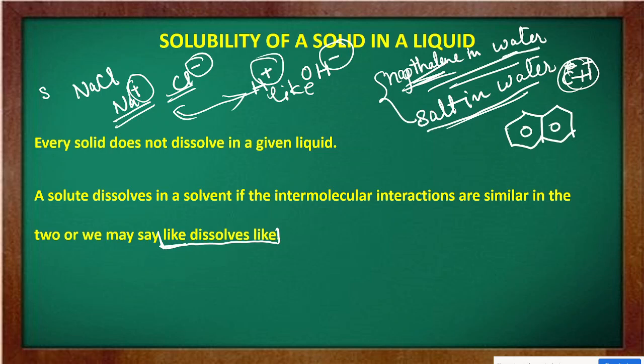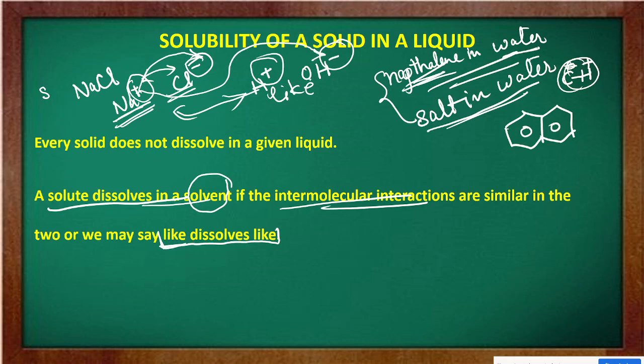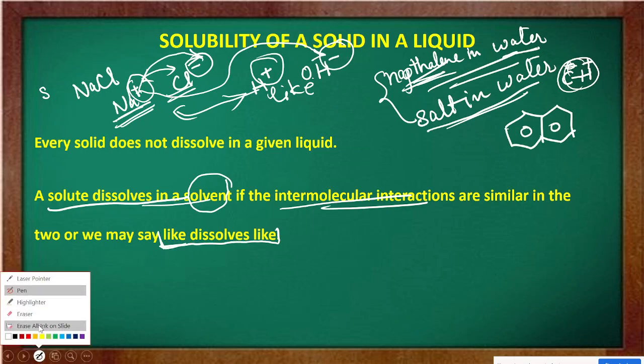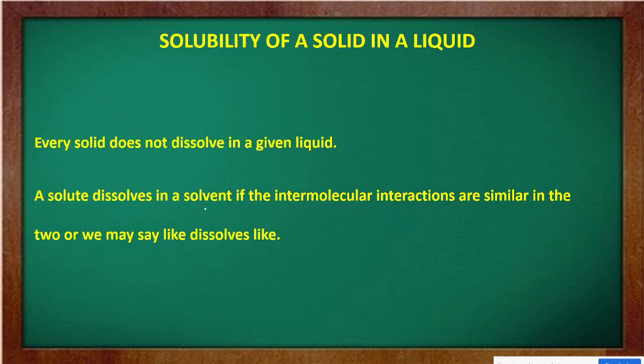So here the conclusion comes that a solute will only dissolve in a given solvent if the intermolecular interaction, मतलब उनके बीच के जो molecules हैं उनका interaction, they are similar. जैसे this positive will have a same interaction with the negative, similarly this positive has a same interaction with this negative. So if they are similar, then only a solute will dissolve in a given solvent. But if this interaction is different, they will not dissolve. So salt is soluble in water, whereas naphthalene is insoluble in water.